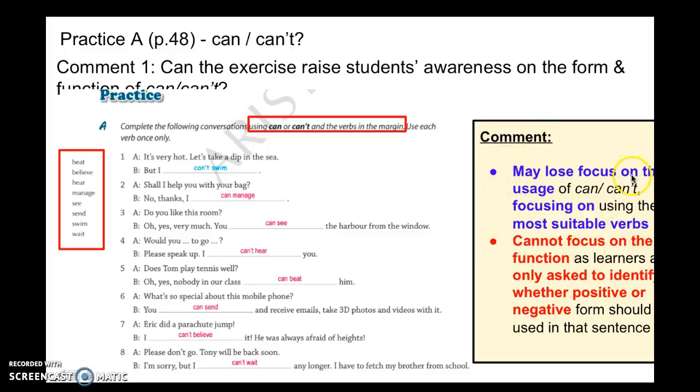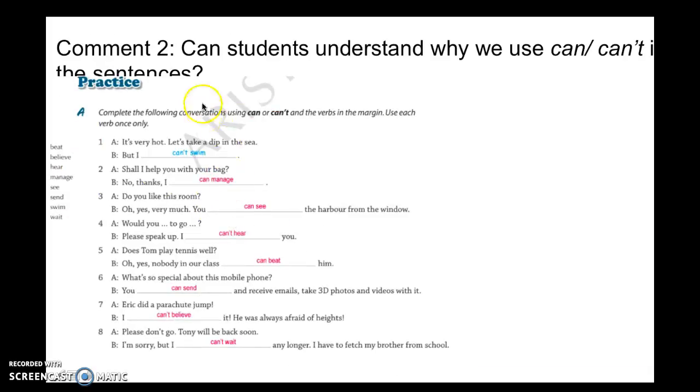It seems that it is more on the usage between can or could and can't, and it's more focusing on whether they can pick the suitable verb in the brackets provided here. So it's quite hard for students to focus on the function, because for real practice they need to identify in what situation they should use can or can't, instead of matching the correct verb with the correct question.